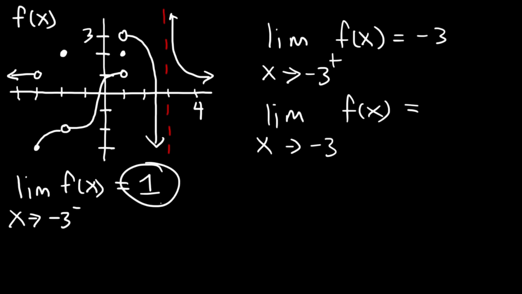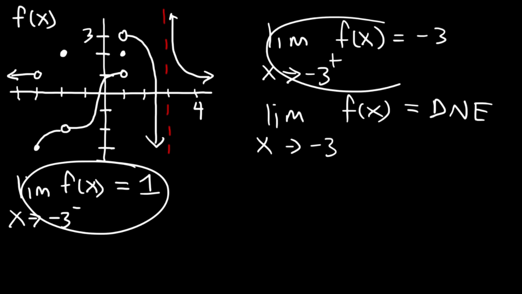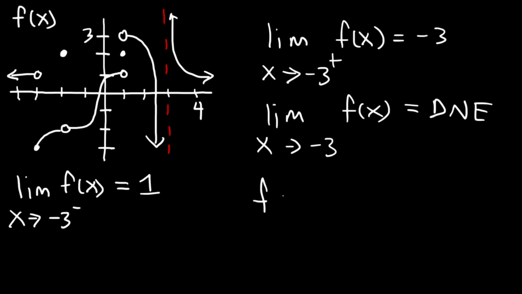If the left-sided limit and the right-sided limit are not the same, then the limit does not exist. These two are known as one-sided limits. Now what about f of negative 3? What is the value of the function when x is negative 3? To find it, identify the closed circle which has a y value of negative 3. So this is it.